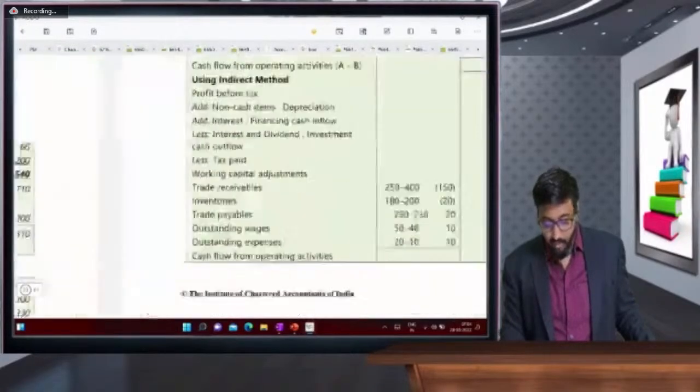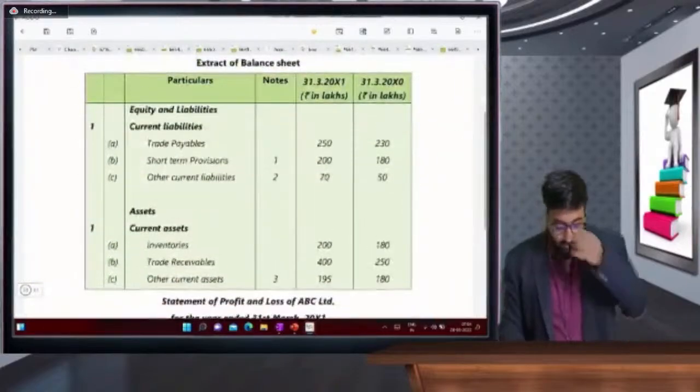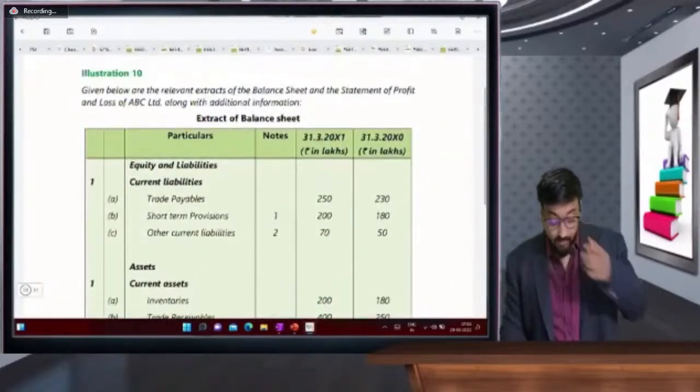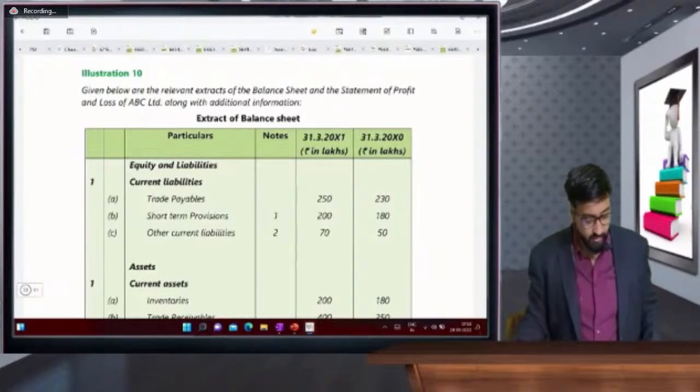So now we are here for illustration number 10. I'm going to start with illustration number 10 first. You please note down all difficult points. You can ask me in today's session because cash flow statement, according to me, now almost we are done with this.